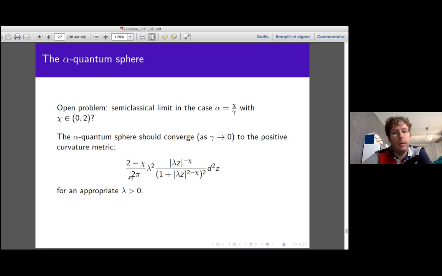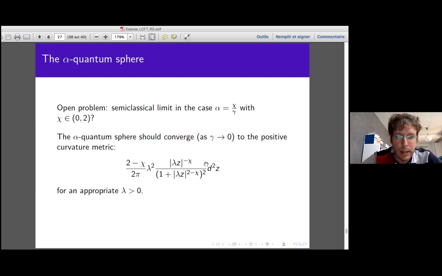So it should converge the quantum sphere to this metric here for an appropriate lambda. And how do you choose your lambda? Well, there's a unique lambda here which will ensure that this thing has total mass 1. So you have the unit volume alpha quantum sphere. It has to converge to something whose volume is going to be 1. And so there's a unique lambda that makes this happen in this expression.